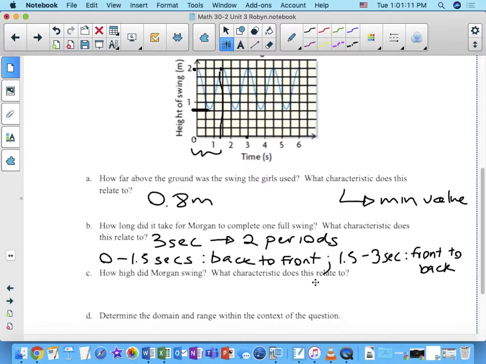Okay, how high did Morgan swing? How high did she swing? 2 meters, yeah, so that's the max value.